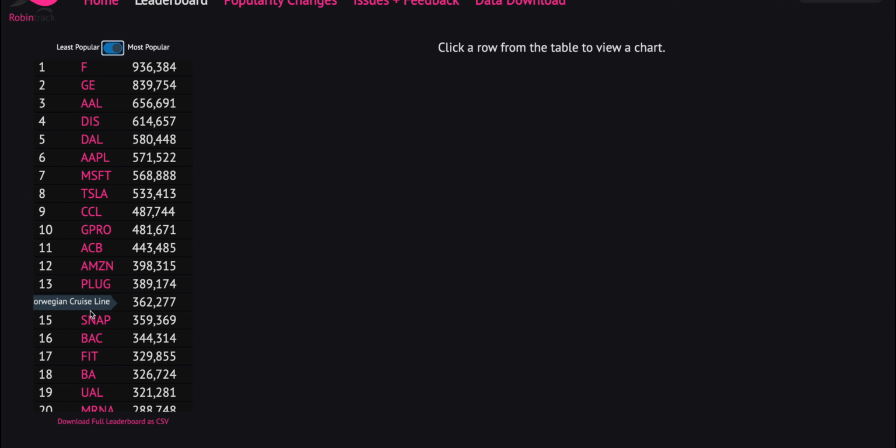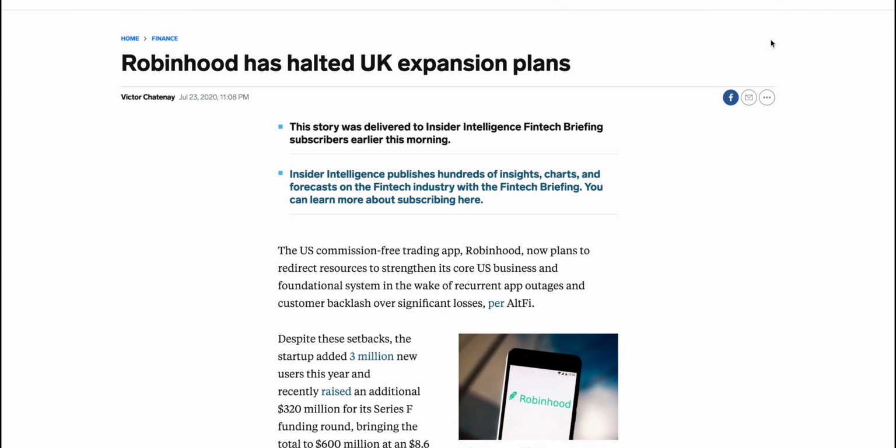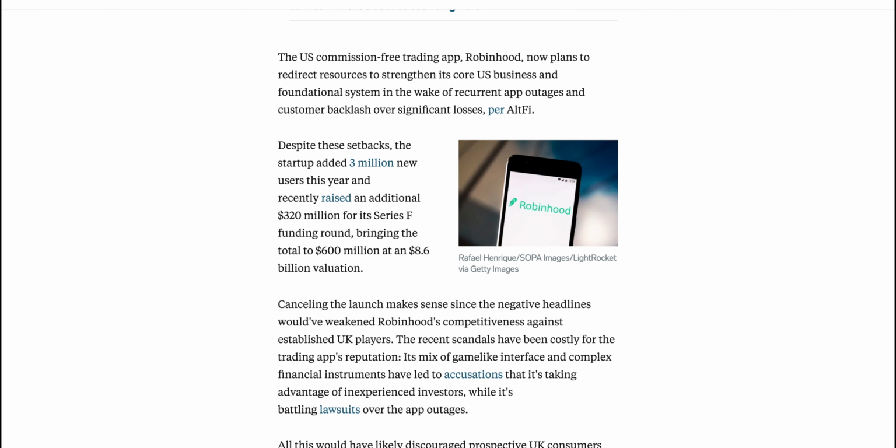And so all these metrics are pulling from Robinhood, and it was announced earlier this week that Robinhood has halted UK expansion plans. Now, it's not clear of the actual reason why Robinhood is pulling out of the UK. There were 2 times when the application crashed and a lot of investors were unable to buy or sell during very volatile market conditions. So we could potentially say that is one reason why they've pulled out, but equally with COVID, they probably had to make readjustments, and the core of their business always takes precedence over expansion measures. And so as it says here, Robinhood now plans to redirect resources to strengthen its core US business.